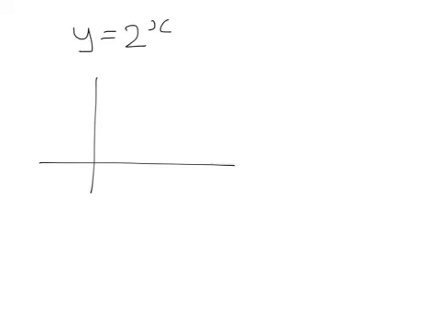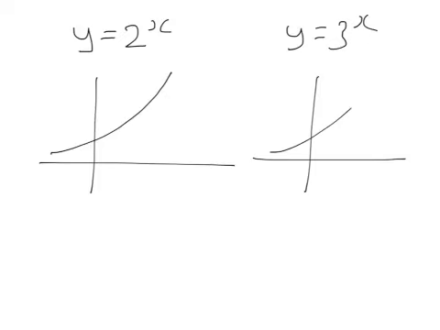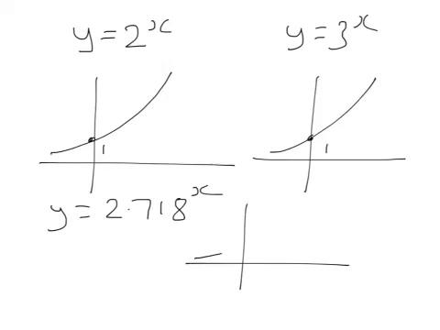Now, the graph of y equals 2 to the power x is a bit like that. The graph of y equals 3 to the power x is a bit like this. That point there, 2 to the power 0, is 1. This point here, 3 to the power 0, that's 1. What we've got is y equals 2.7182818 to the power x. So it's a similar sort of graph, looks a bit like that. That point there is also 1.